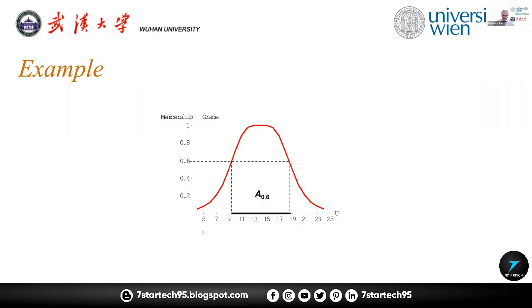So again, here there is a simple example. You have here a universe and an alpha value of 0.6, and the universe is here on this axis called U. All those elements that have a membership value greater than 0.6, and in fact it's this range here, all those elements of the universe belong to that 0.6 cut.